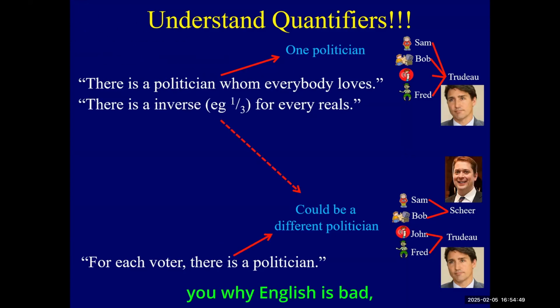Now, let me tell you why English is bad. The multiplicative inverse of 3 is a third. And we're not talking about 0 here, because that's bad. But there is a multiplicative inverse for every real other than 0.